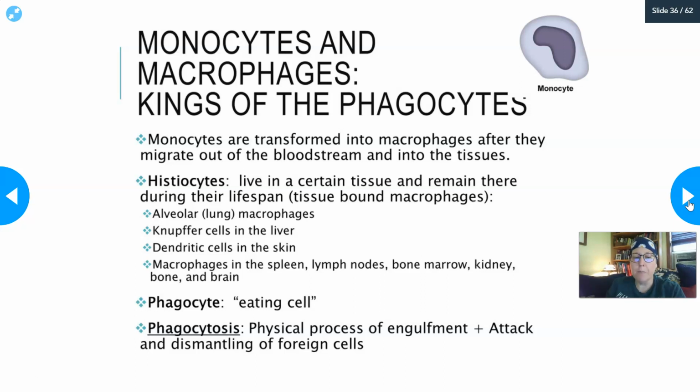Once they home to a certain area, the histiocytes, the macrophages, stay put. If you will, they specialize in guarding that area. And phagocyte just means eating cell. Phagocytosis is the physical process of the engulfment of that particle and the attack and dismantling of the foreign cells.